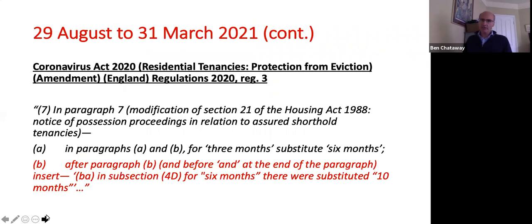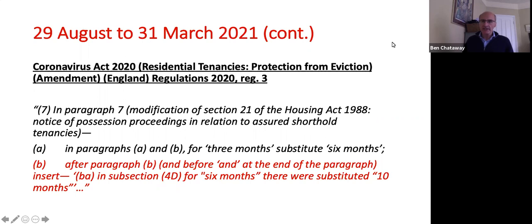What happened then? Well, in August, everything was changed. And this is the provision, this is the way the change was brought in. It wasn't through any acts of Parliament, it was through regulations. And this is what the regulations said.